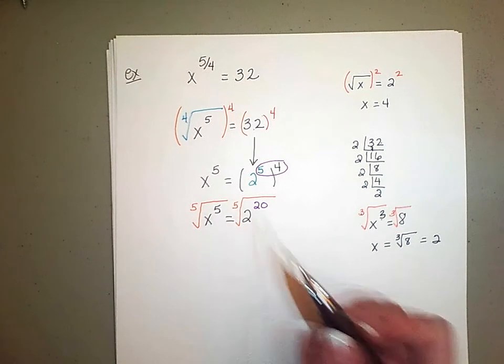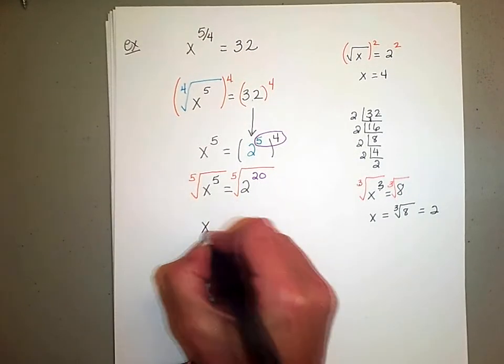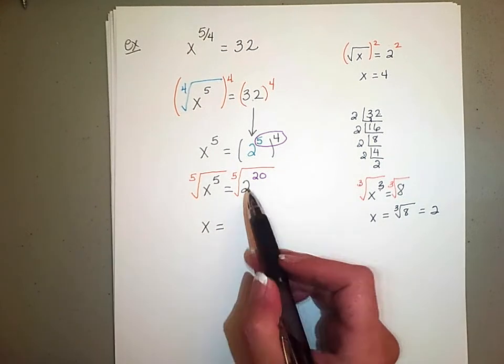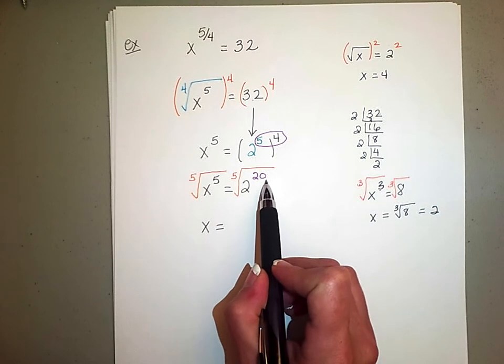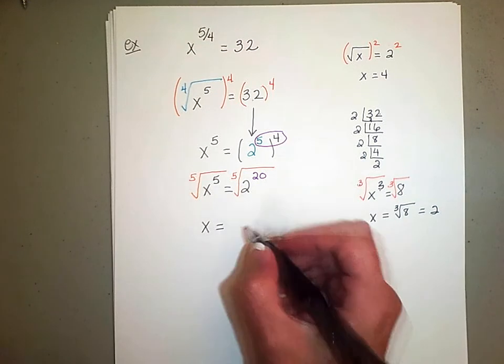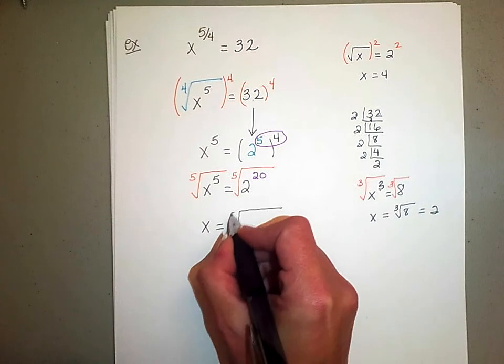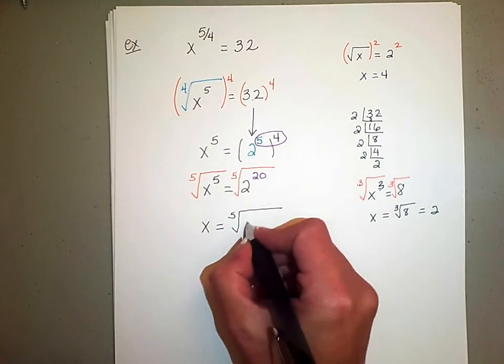So here I'm dealing with a 5th power. I'm going to take the 5th root. So that will cancel out, and I'll be left with x. And now I need to think about how to simplify this. So I'm really looking for the 5th root. So now I'm going to be looking for groups of 5.